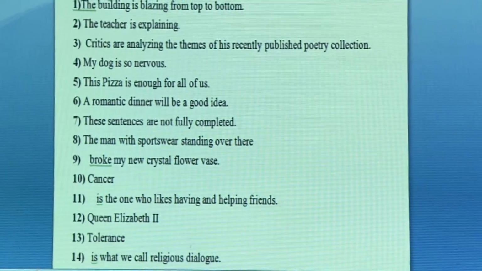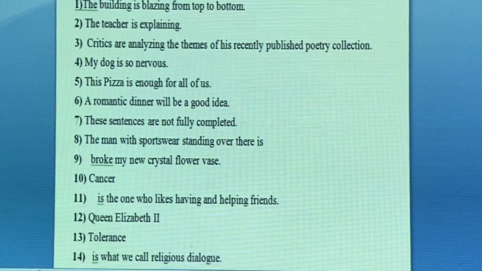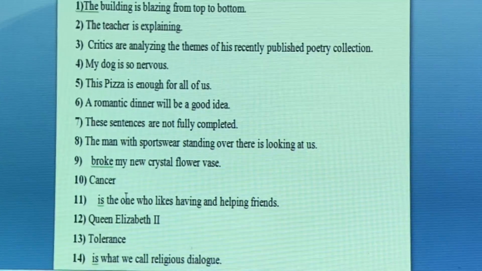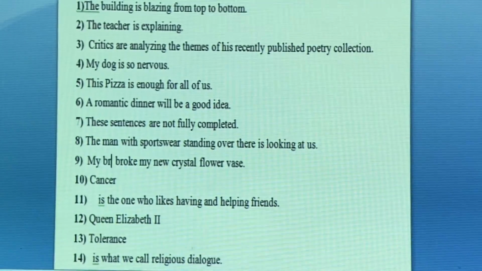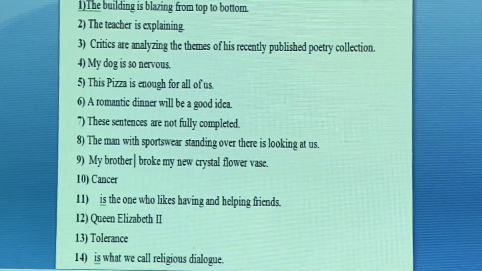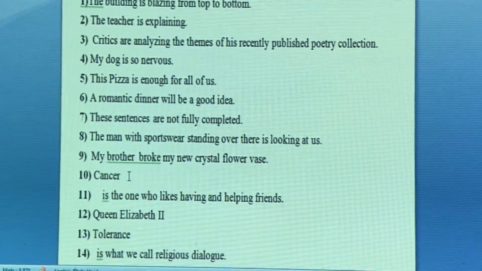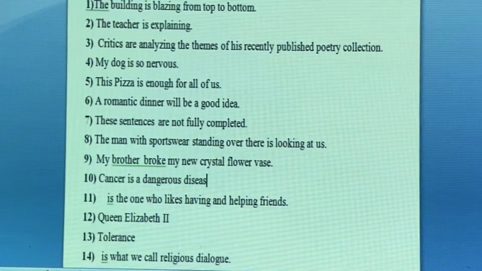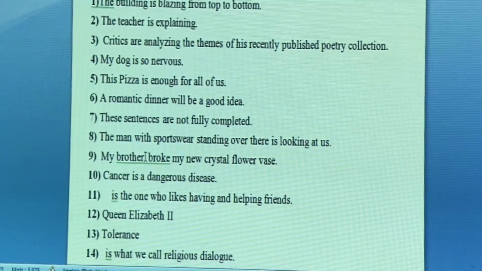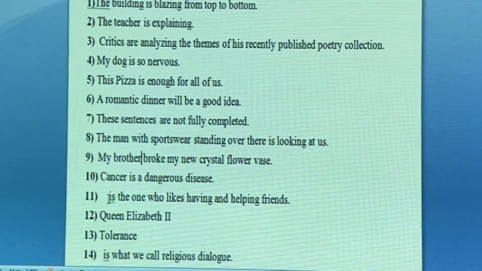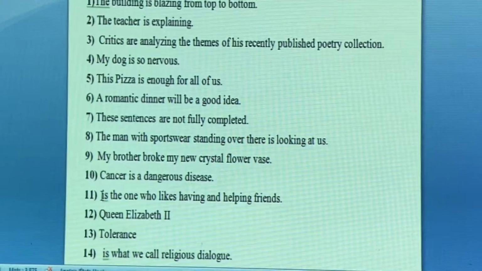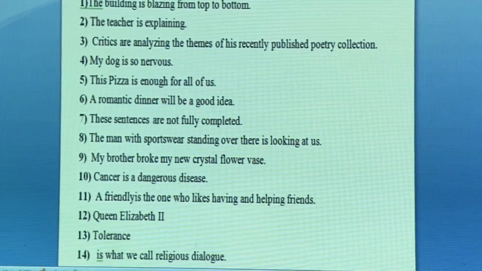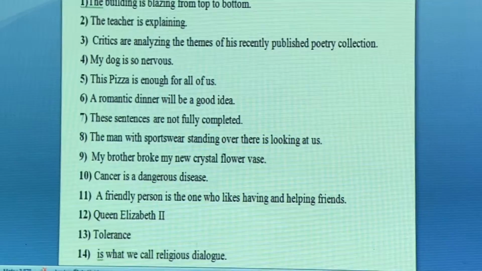The man with sportswear standing over there is looking at us. Broke my new crystal flower vase. You can say, my brother broke my crystal flower vase. Cancer is a dangerous disease, but it can be cured nowadays thanks to the progress in science. Is the one who likes having and helping friends. So you say, a friendly person is the one who likes having and helping friends.